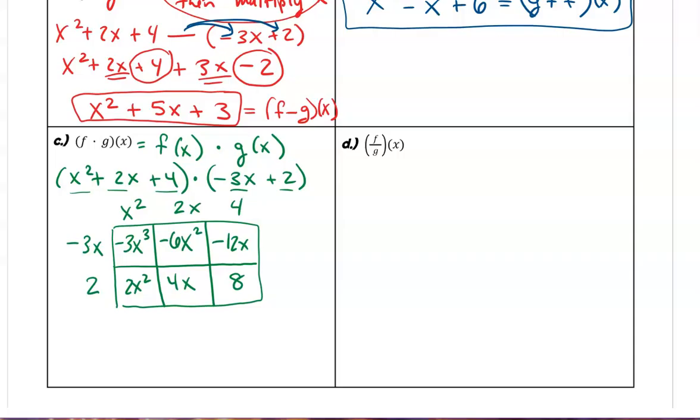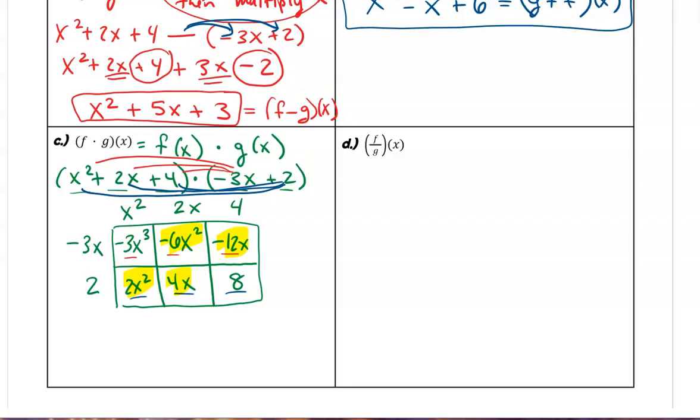And so these are all the 6 terms I would get if I just went through and FOILed, like negative 3x times x squared, negative 3x times 2x, negative 3x times 4. That was all these. And then if I did 2 times x squared, 2 times 2x, and 2 times 4, that was all these. So it just keeps track of all that in this nice, compact little setup. And then the like terms usually end up on the diagonals, which I love.